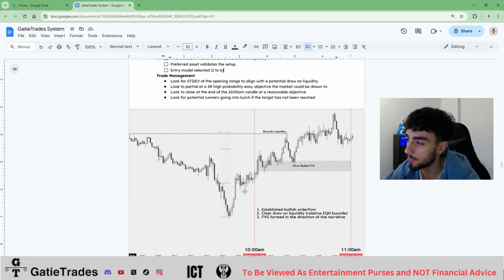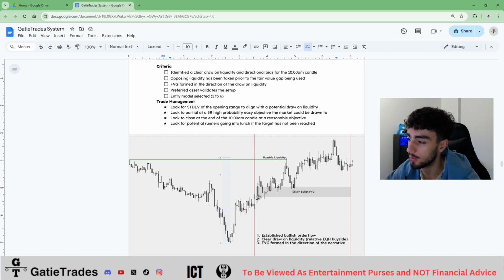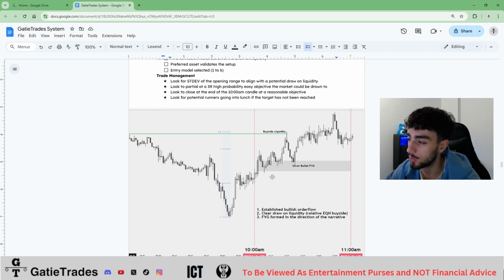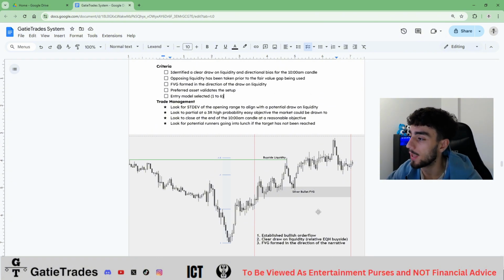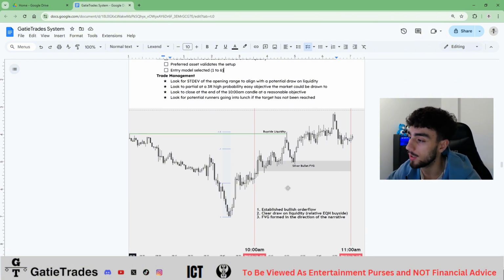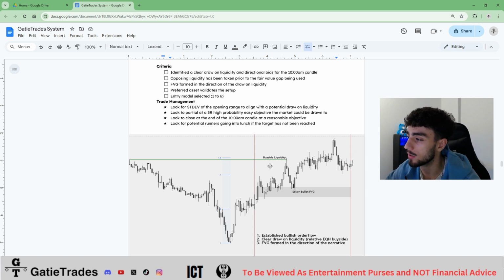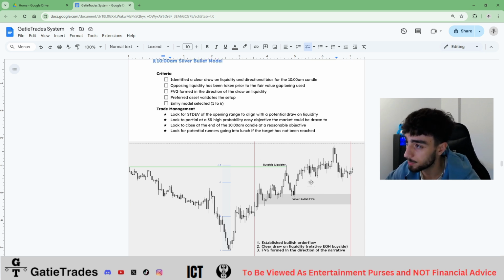Now we're looking for a fair value gap to form after the liquidity sweep, which is here. Your first fair value gap, in this case it happens to be the first one, is your Silver Bullet fair value gap. It's the first fair value gap that formed after 10 in this specific case, and it formed after liquidity had been taken. You have your clear directional bias over here.